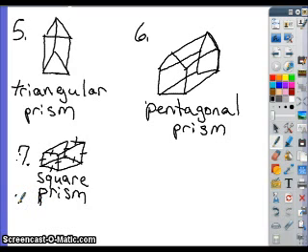All right, and number 8, prism or pyramid? Pyramid. It comes to a point, I always think of Egypt. Whatever I can do to remember something, I really try to do. And the shape of the base is what figure? Triangle. So that is a triangular pyramid.